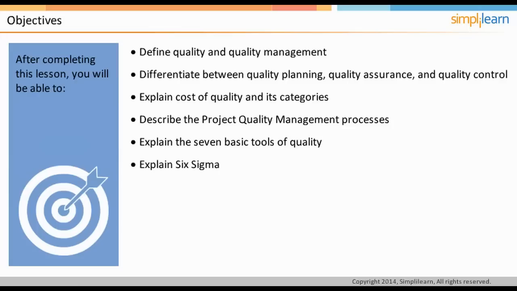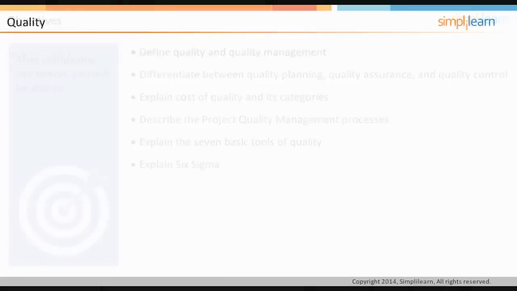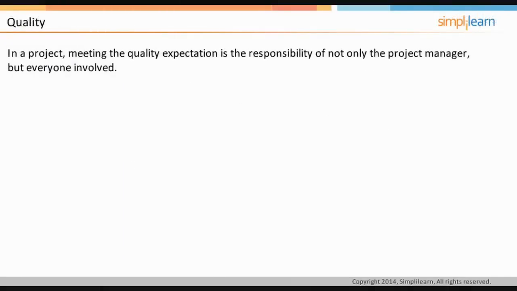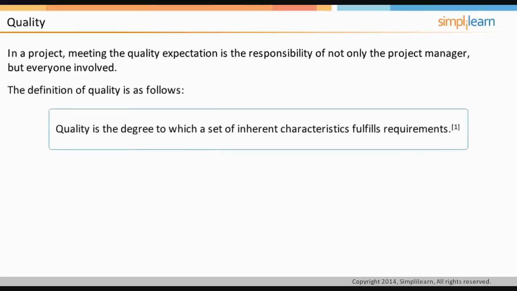In the next screen, let us take a quick look at the project management process map. The project manager is responsible for quality in a project. However, it is also the responsibility of each and every one in the project to ensure that whatever they do meets project quality expectations. Quality is defined as the degree to which a set of inherent characteristics fulfills requirements.